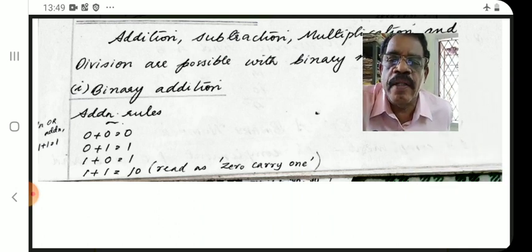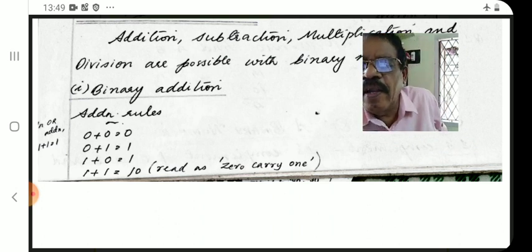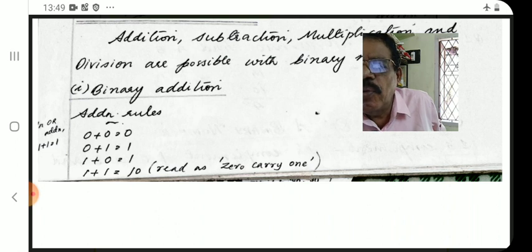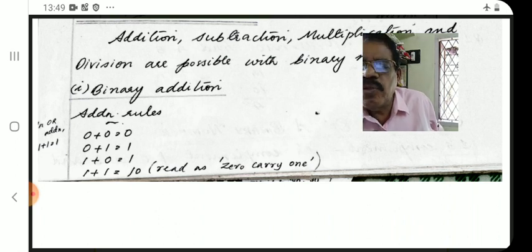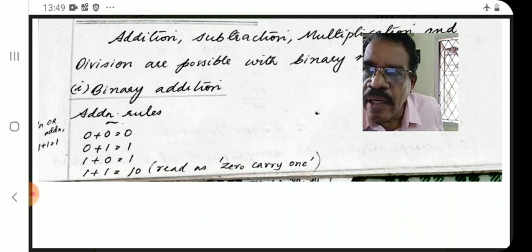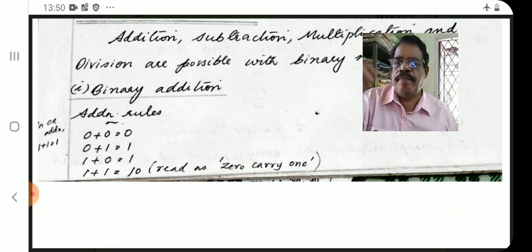You just remember there are 3 ways of adding 1 and 1. 1 + 1 is 1 0, which is binary addition. 1 + 1 is 2, that is decimal addition. 1 + 1 is 1, that is OR gate addition. And gate addition we study later.